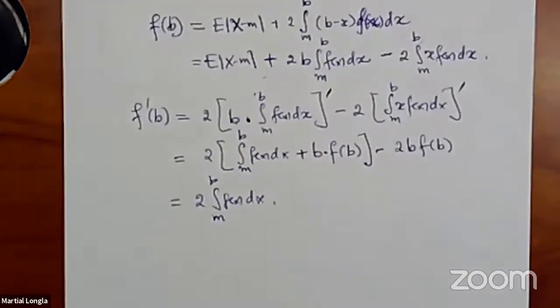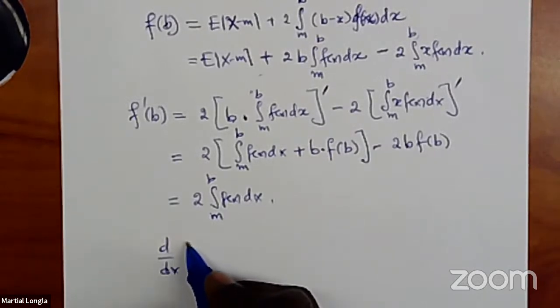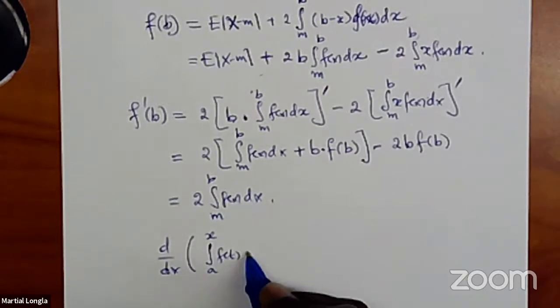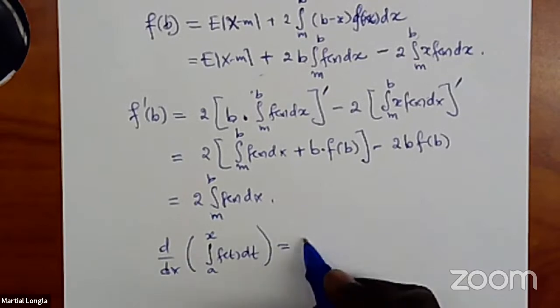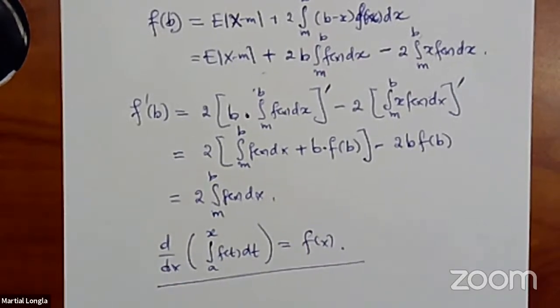The property I'm using there is this: derivative with respect to x of integral from a to x f of t dt equals f of x. Is there any question? All right, if there is no question, then we move on.